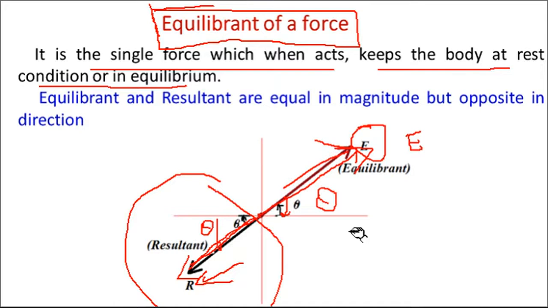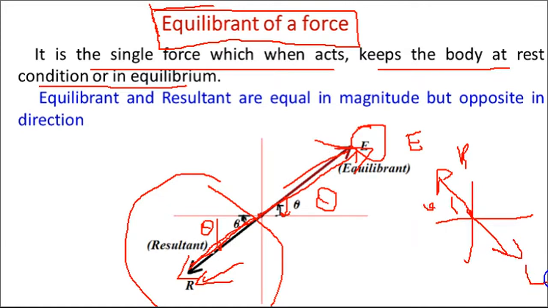And why is this needed? Because we need to show the system in equilibrium. Suppose this is the quadrant system and one R is acting here at an angle theta. So you should apply another force here, called E, the equilibrant, at the opposite angle theta. So you should be able to differentiate what is equilibrant and what is resultant. Sometimes instead of asking you to find the resultant, they may ask you to find the equilibrant.